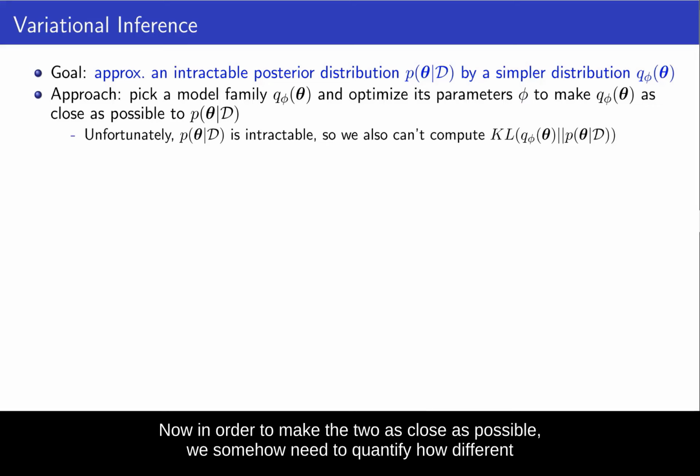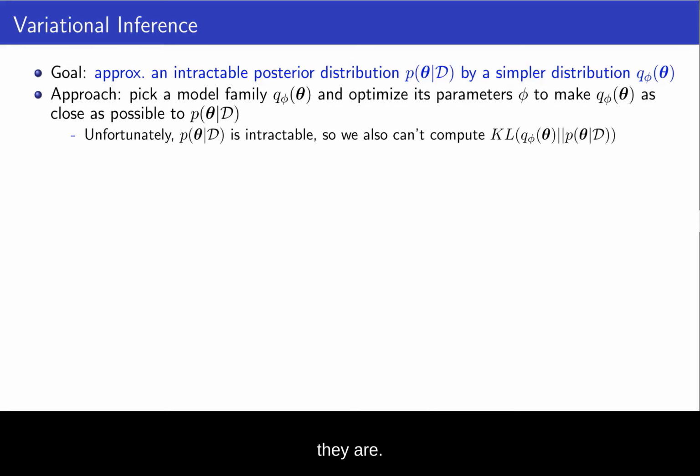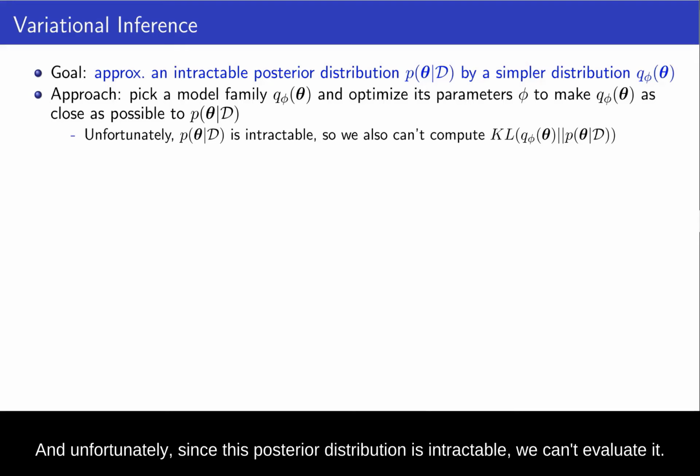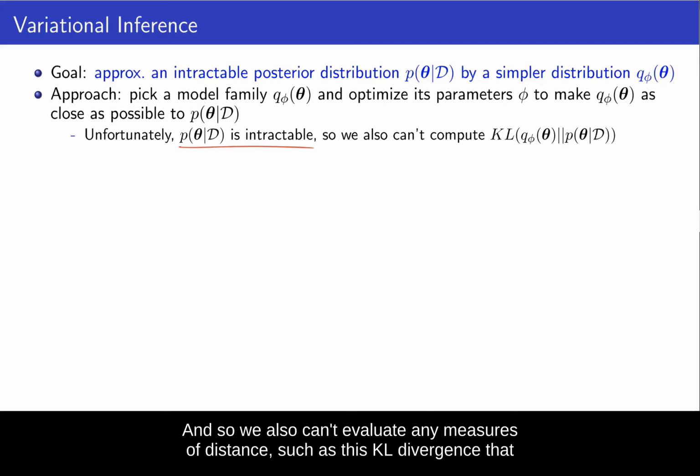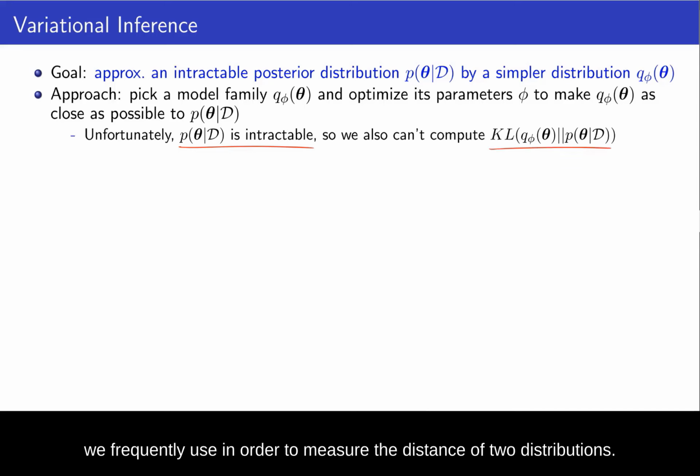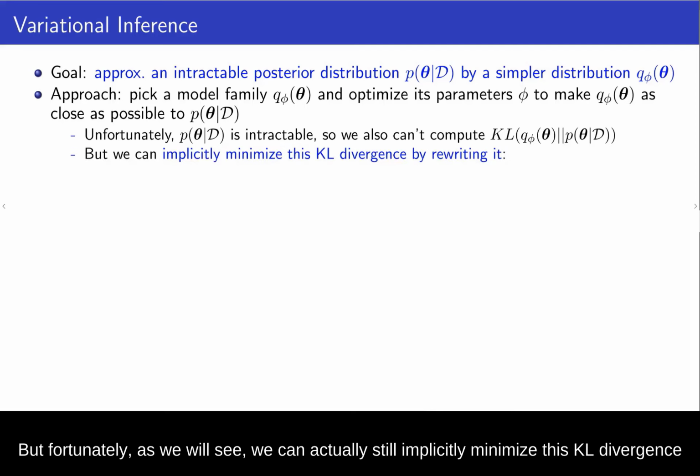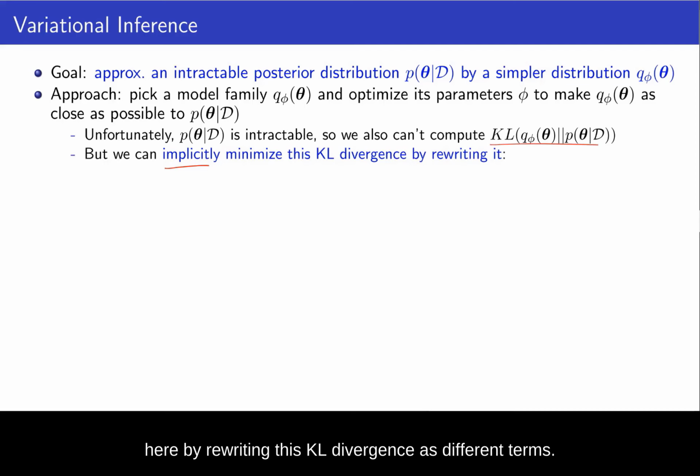Now, in order to make the two as close as possible, we somehow need to quantify how different they are. And unfortunately, since this posterior distribution is intractable, we can't evaluate it. And so we also can't evaluate any measures of distance, such as this KL divergence that we frequently use in order to measure the distance of two distributions. But fortunately, as we will see, we can actually still implicitly minimize this KL divergence by rewriting this KL divergence as different terms.